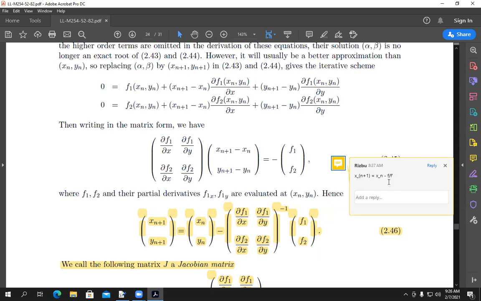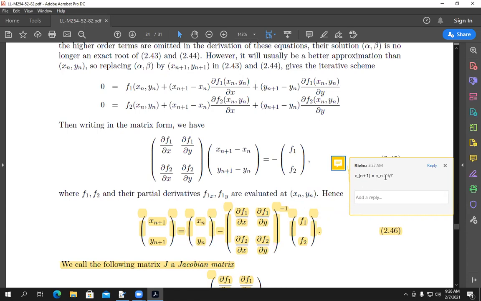Now we have 2 variables, X and Y. So I put it in matrix form here. In place of Xn plus 1, we have Xn plus 1 and Yn plus 1, in matrix form, 2 by 1. And here we have the initial approximation, Xn and Yn, minus.